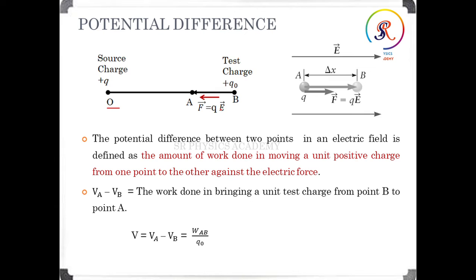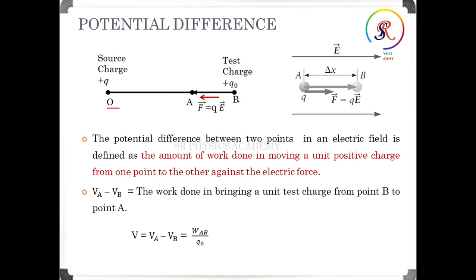See here, this is plus Q charge. Here also plus Q charge. If it were minus Q, we know that positive and negative will attract. But in this case, this is a positive charge and here also it is a positive charge. So what happens? It will repel. So here we have to do some work.